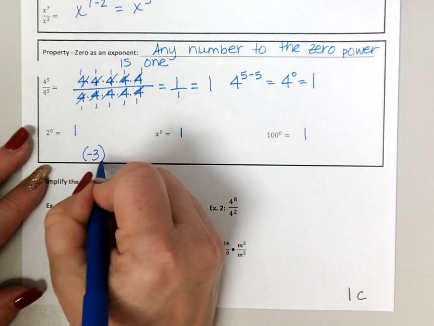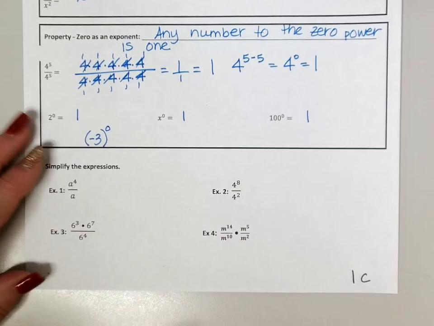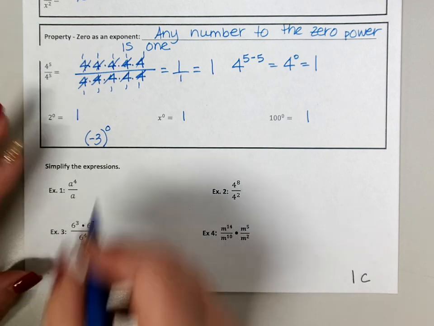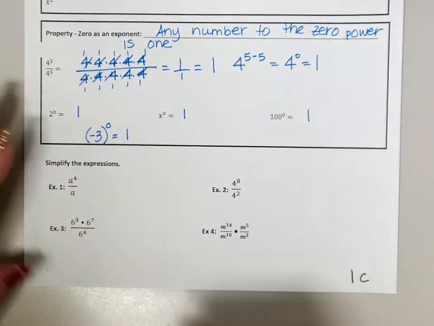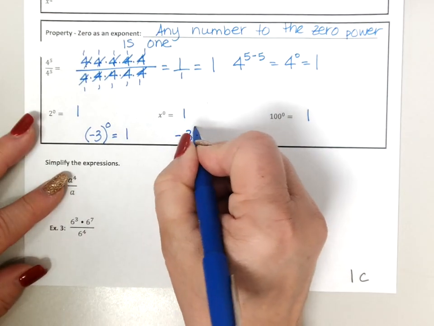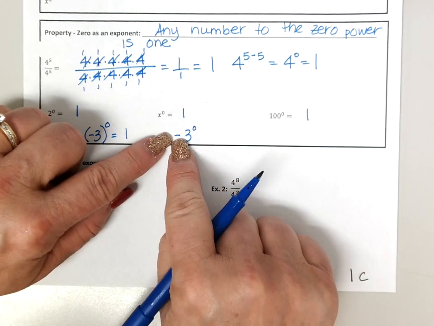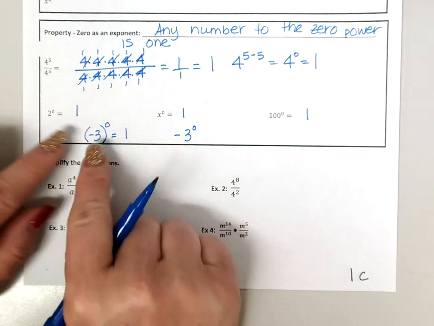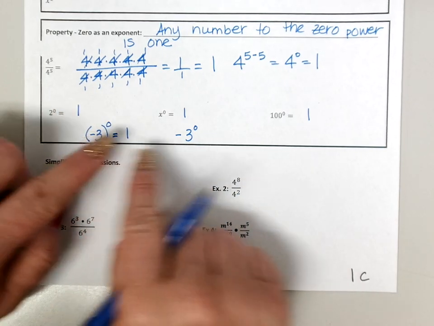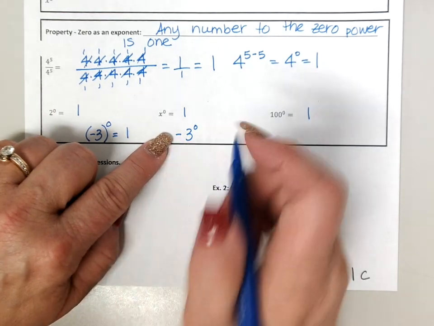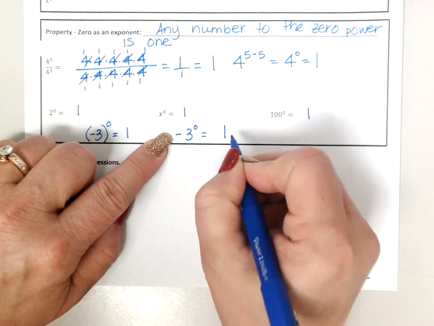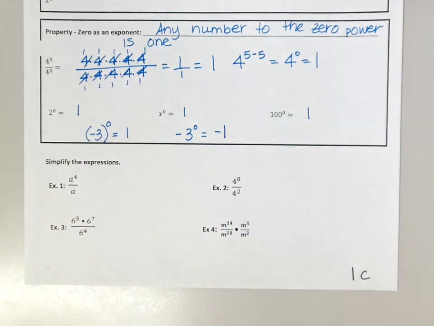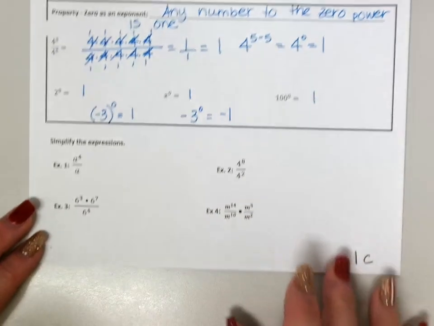If you have a negative in parentheses, it's 1. If you have it out of parentheses, remember this means it's not included in the power. It's only included for the power if it's in parentheses. So this would mean the opposite of 3 to the 0 power. Well, 3 to the 0 power is 1. The opposite of that is negative 1. So that would look different.